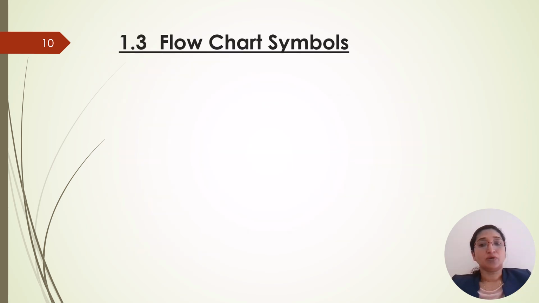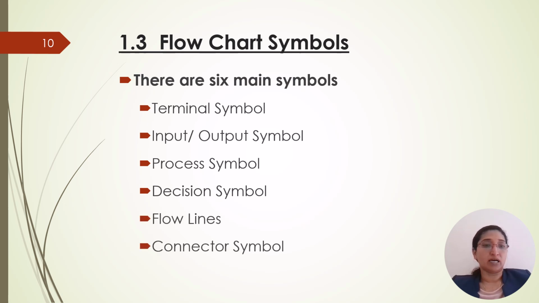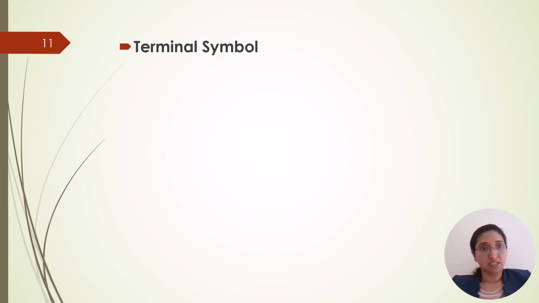Right. With that, we can now move on to the standard symbols that we have to use when drawing a flowchart. There are 6 main symbols that I will be discussing with you today: terminal symbol, input-output symbol, process symbol, decision symbol, flow lines, and connector symbol. Right, let's discuss these symbols in detail.